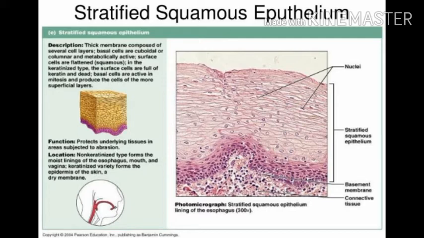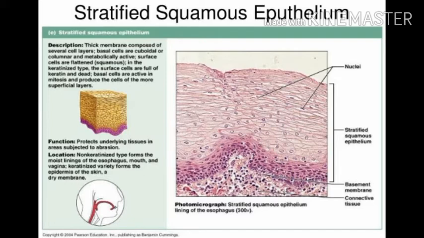This type of stratified squamous epithelium is seen in the skin, what we see on the outside of the body. They are also present near the mouth, vagina and also the moist lining of the esophagus. So their main function is protecting the underlying tissues from any kind of wear and tear.